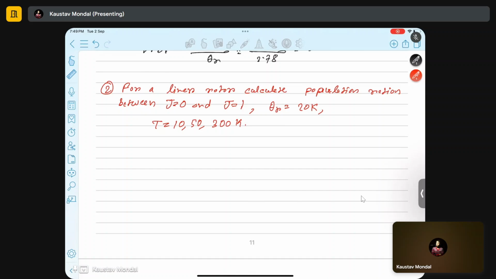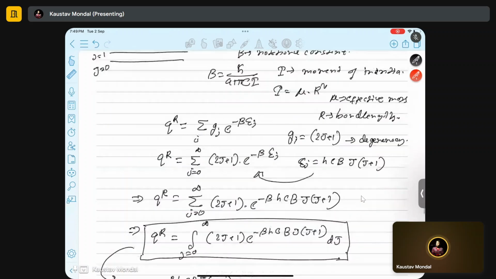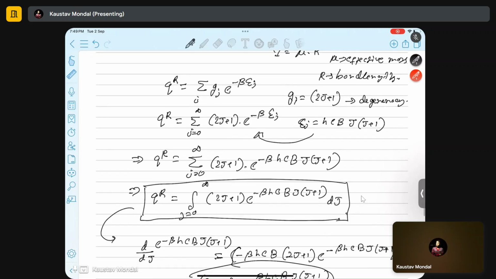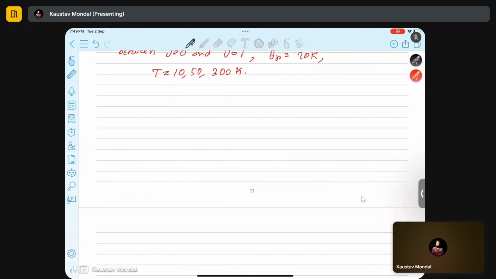So now the population density for each state that we have done. These are basically the population levels, right? Let me just copy these things. The population at j equal to 1 and the population at j equal to 0 is simply g1 by g0 e to the power minus beta E1 over e to the power minus beta E0.